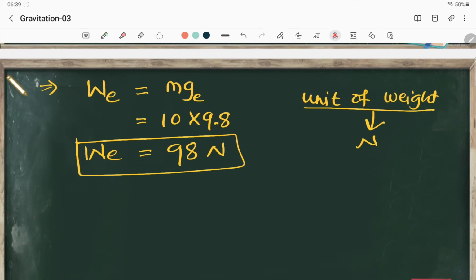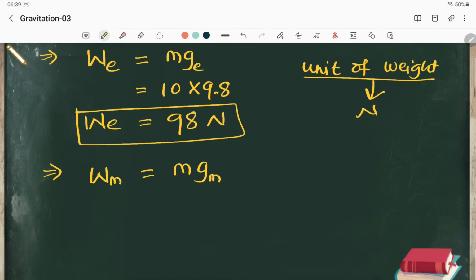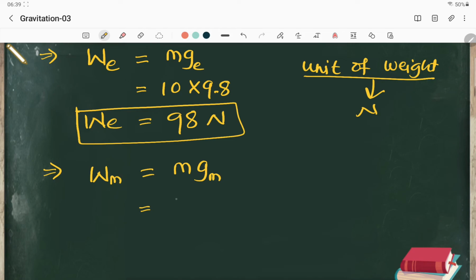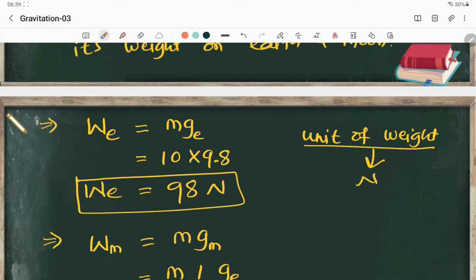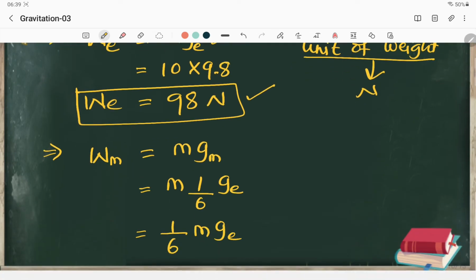So now what is the weight on moon? Weight on moon is equal to mass into acceleration due to gravity of moon. Instead of doing like this, you can do it like this. Right now I'm giving you the complete details; afterwards we'll have the shortcut. Acceleration due to gravity of moon is 1 by 6 times the acceleration due to gravity of earth. So it becomes 1 by 6 into mass into acceleration due to gravity of earth. So mge you already calculated, that is 98.